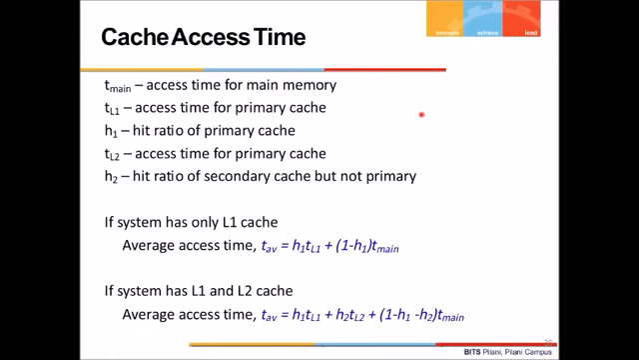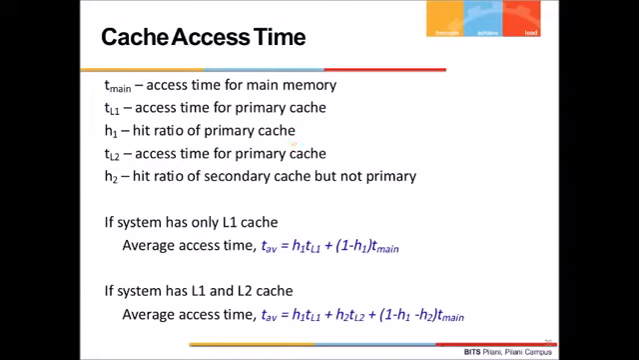So let us understand a little bit about the cache access time. Let us define these terms. Let T main be the access time for the main memory. Then TL1 is the access time for the primary cache, that is L1 cache. H1 is the hit ratio of the primary cache, which means the percentage of time you can find the data in the L1 cache.